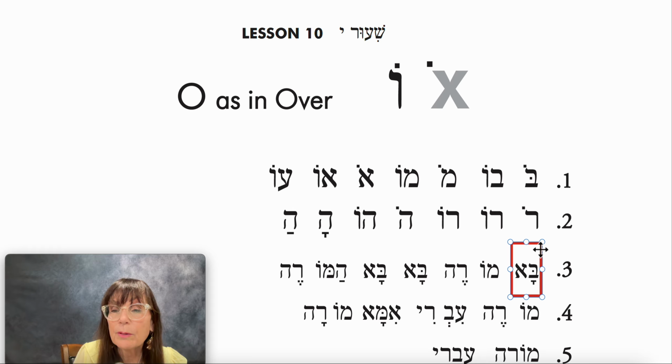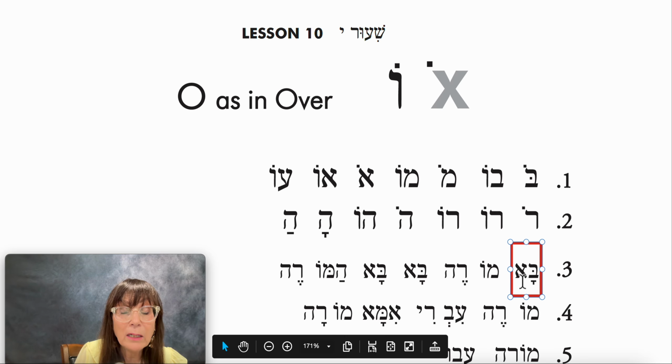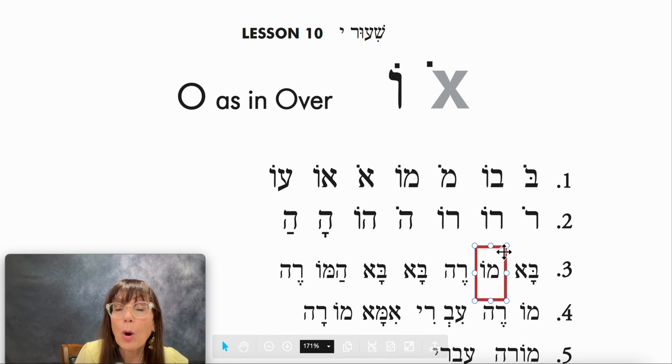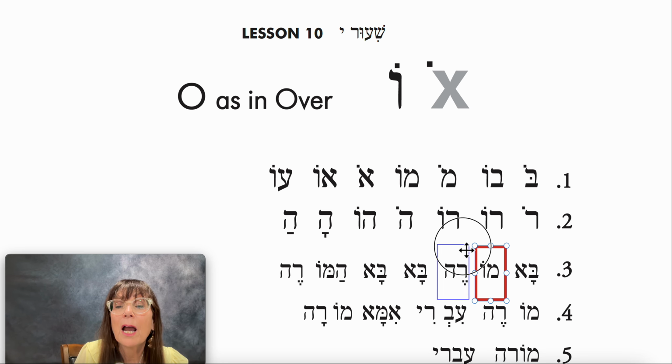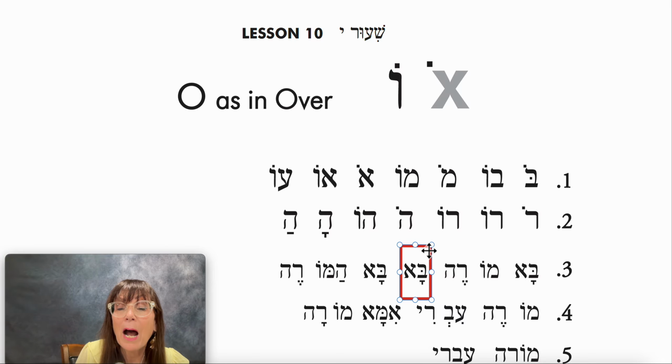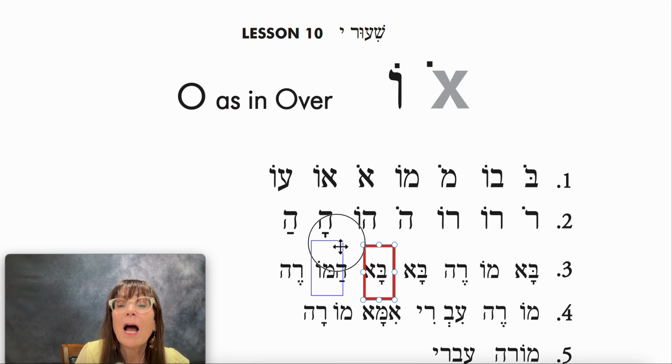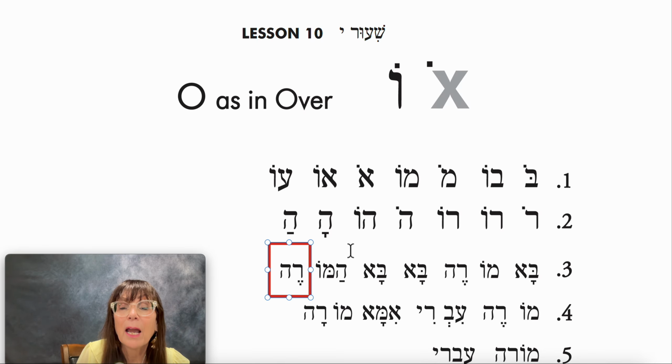So sentence 3, you have ba, ba, silent, ba, mo, re. That's the 3 dots, like the egg. Re, okay. Ba, ba. So here you have ha, mo. Ha, mo. I can make that bigger. Ha, mo, re. Re. Okay.